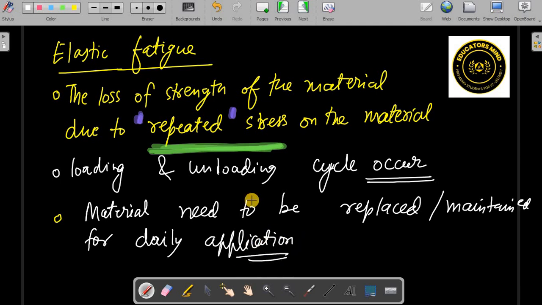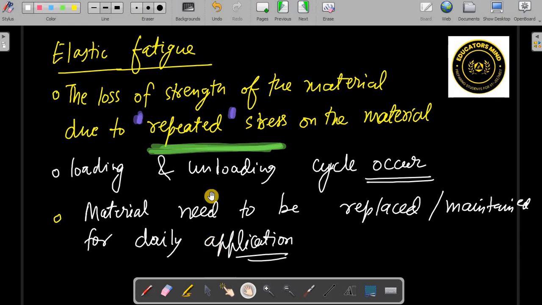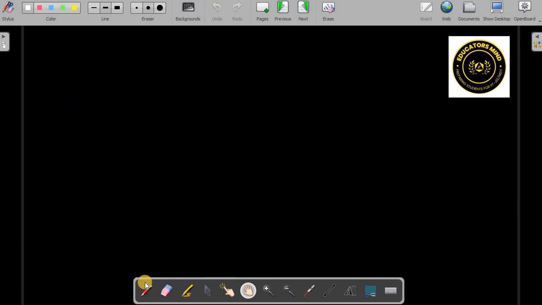Bridges, building structures, many parts of this day-to-day applications, you will see that. Okay, then what is elastic hysteresis? Elastic hysteresis.